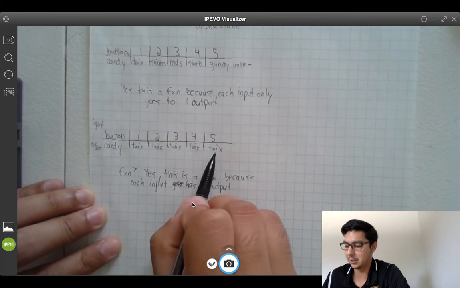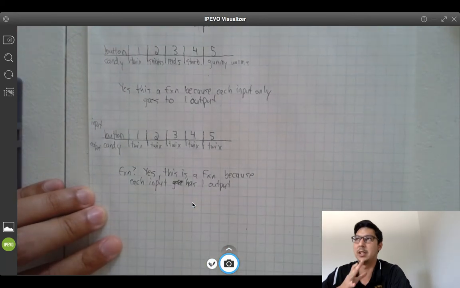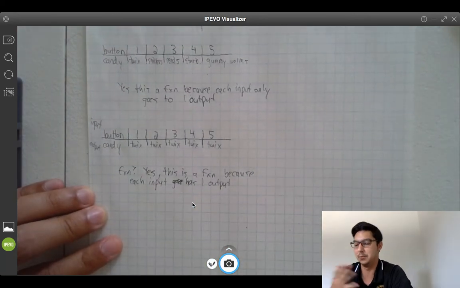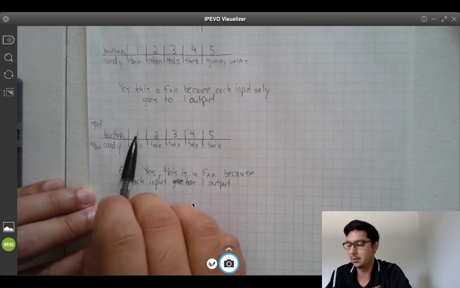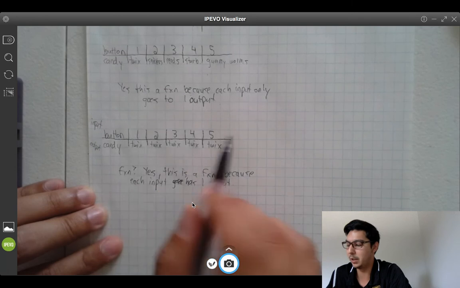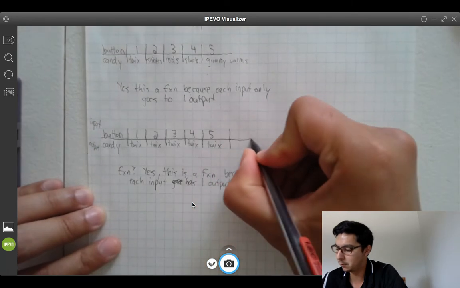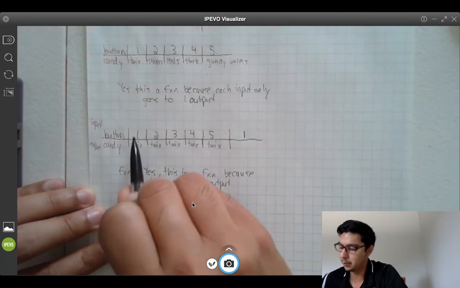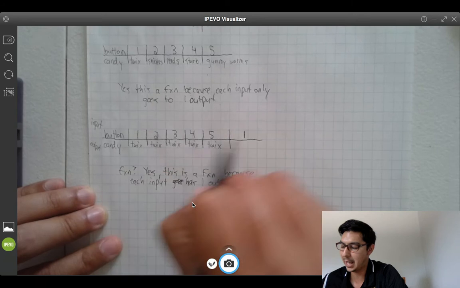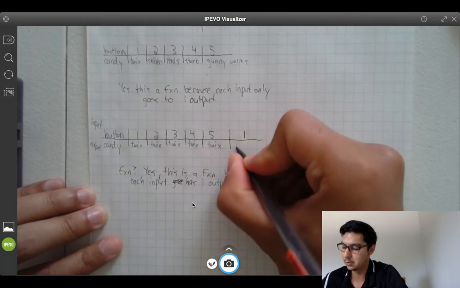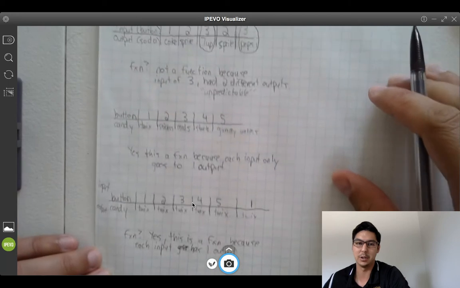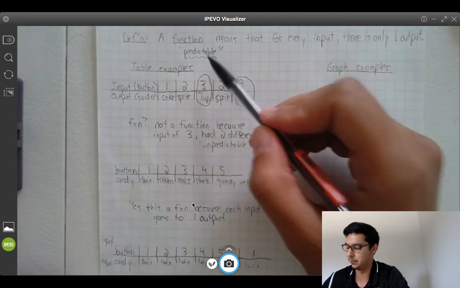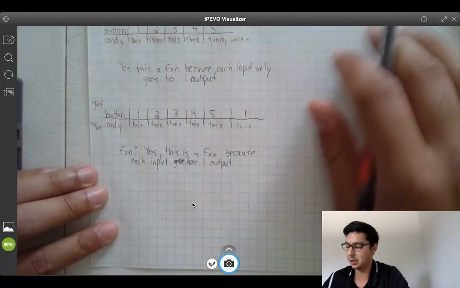Yes, those outputs are the same, but remember, we're focusing on each input at a time, not the whole system, and that's fine. They can have multiple buttons give you Twix, but if 1 ever shows up again, like if I add 1 here, if there's another button 1, what does it have to go to? It has to go to Twix, right? That's how you make sure that it's that keyword at the top, predictable. So yes, this is a function because each input has one output.